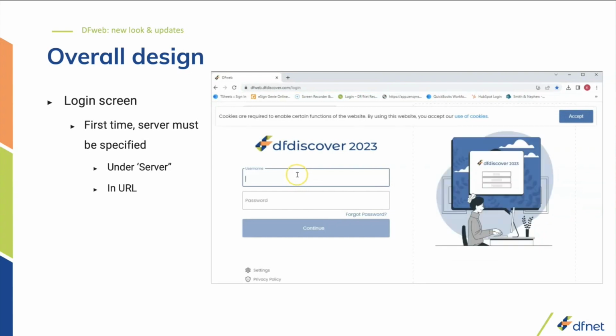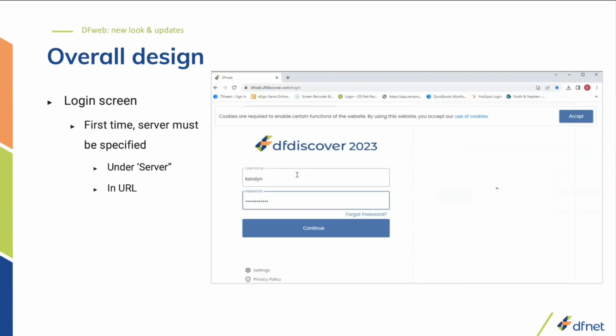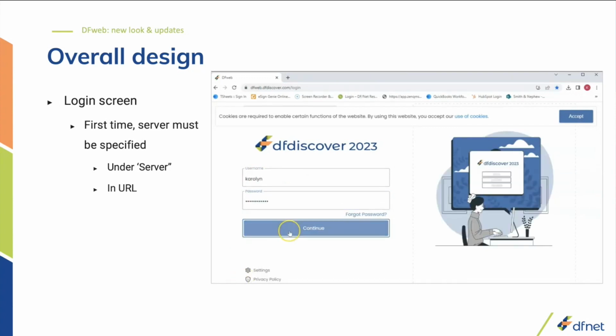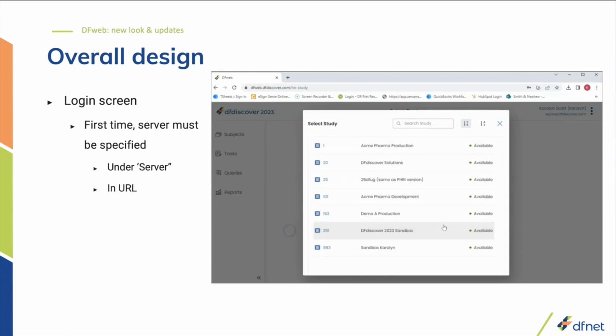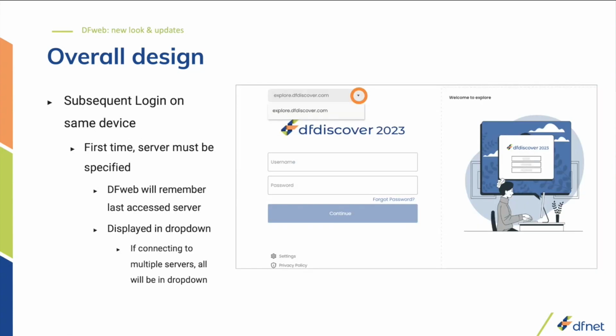And for subsequent logins on the same device, you will not be required to re-enter the server name. DFweb will remember the last accessed server. If you access multiple servers, all previously specified server names will be available in the drop-down list. Should the server name that you are trying to access not be in your list, you can simply click on the field and type in the selected server name.